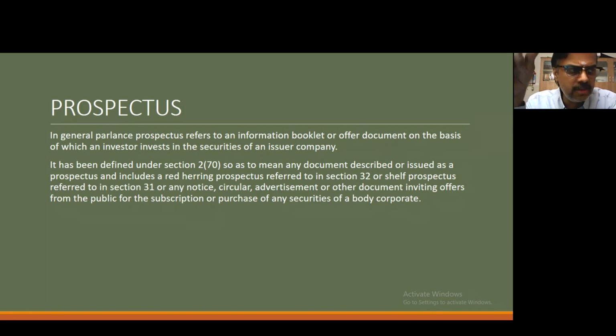Secondly, we have something called a shelf prospectus. As an example, a shelf prospectus is like a college prospectus. Let us say you want to join a college. You go to the college today, and they'll give you a prospectus from the shelf. That is a prospectus which is readily available for reference at any point of time. Similarly, a shelf prospectus with respect to a company is a prospectus which is available with the company at any point of time. Particularly, this is issued by companies which continuously offer securities.